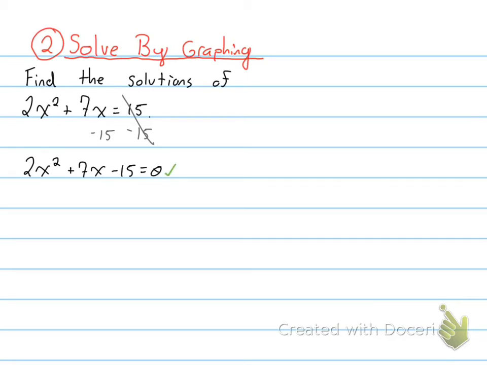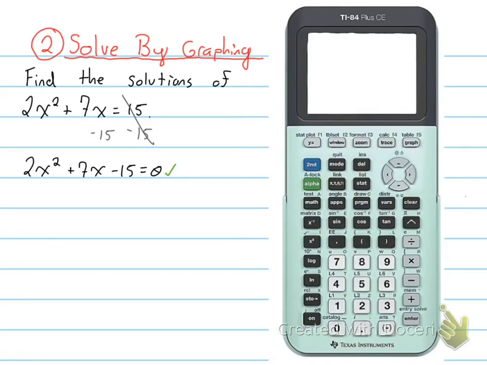From here, I'm good to go to graph it, so I'm going to take out my graphing calculator. I'm going to go into y equals to graph it. I'm going to type in that equation, so that part that has the 2x squared plus 7x minus 15, I'm not going to include the equals 0. I'm going to just see where it crosses the x-axis. That would be where it equals 0.